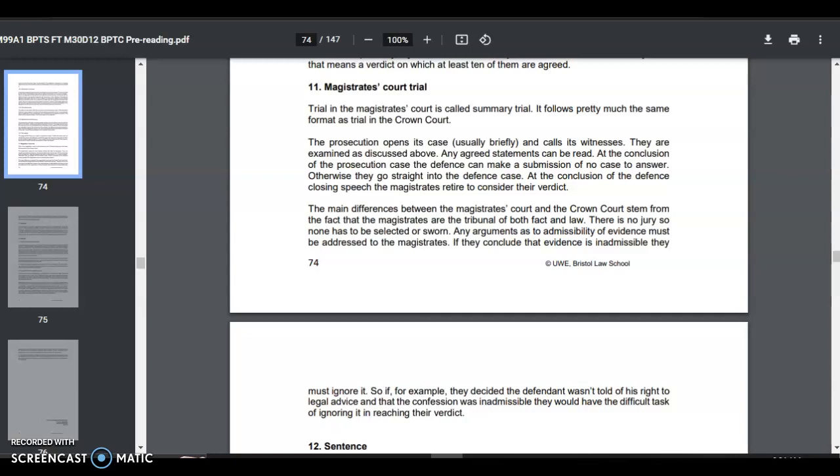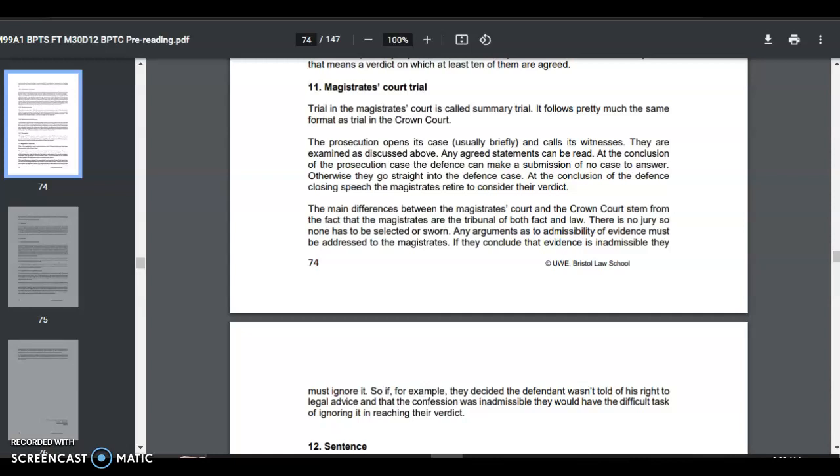Any agreed statement can be read. So if both parties agreed to a statement, then there is no need to call a witness. That kind of statement given by that person or witness can be read into the court.